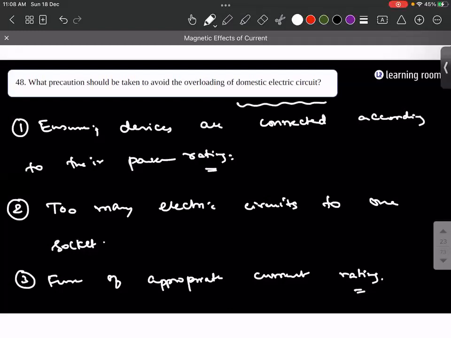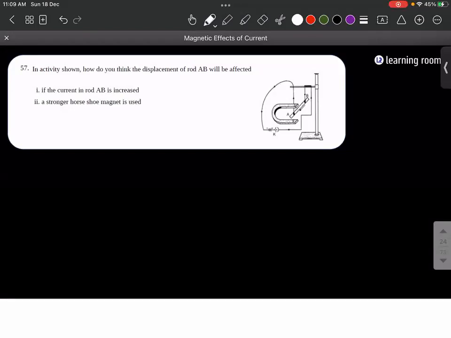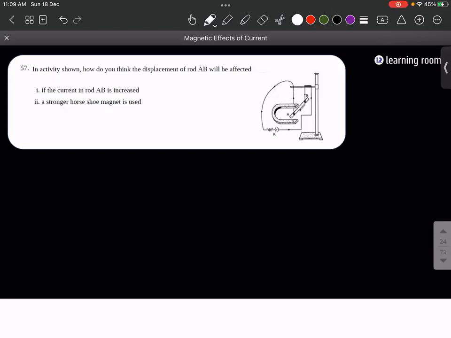You can scroll down, sir. In the activity shown, how do you think the displacement of rod AB will be affected if the current in AB is increased? And second, if you use a stronger horseshoe magnet. Can you tell me? So I'll just give you a mathematical relation. This is not a part of your syllabus.